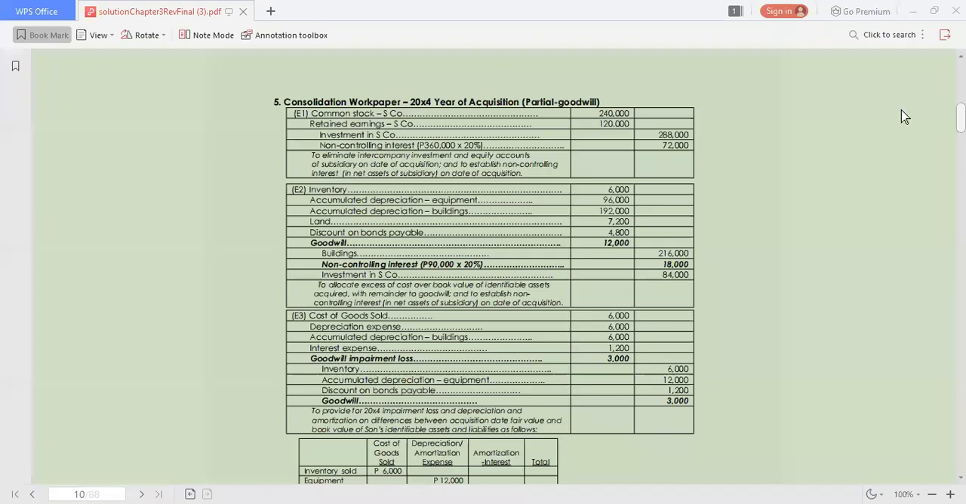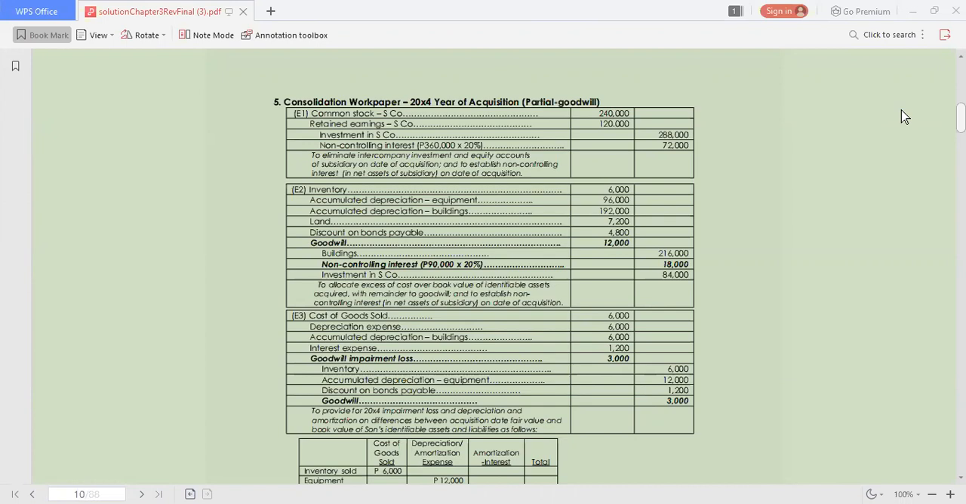5, the consolidated work paper in 20x4, the year of acquisition. We now close in E1. We close common stock by debiting it, and retained earnings of S company, given in the amounts of 240,000 and 120,000, and we credit investment in S company and non-controlling interest for 72,000.